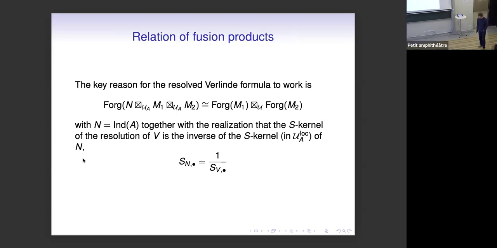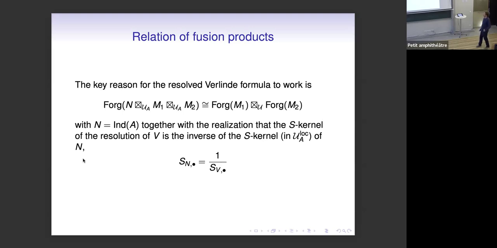Now the key property that makes this resolved Verlinde formula work is this slide. So the key reason for the Verlinde formula to work is, first of all, this induction functor is a monoidal functor, and that can be translated to the following statement. You take your bigger VOA A, you induce it, so you view it as a module in the smaller category, you induce it as an object.